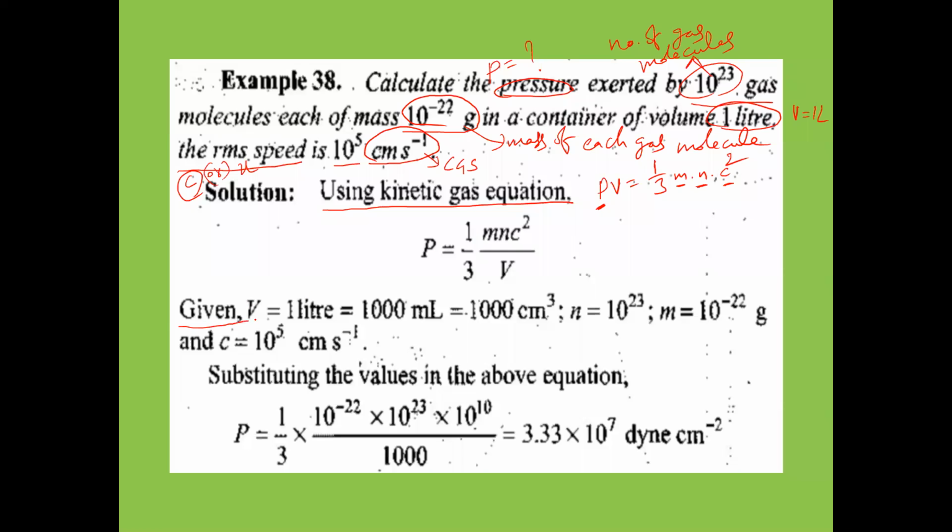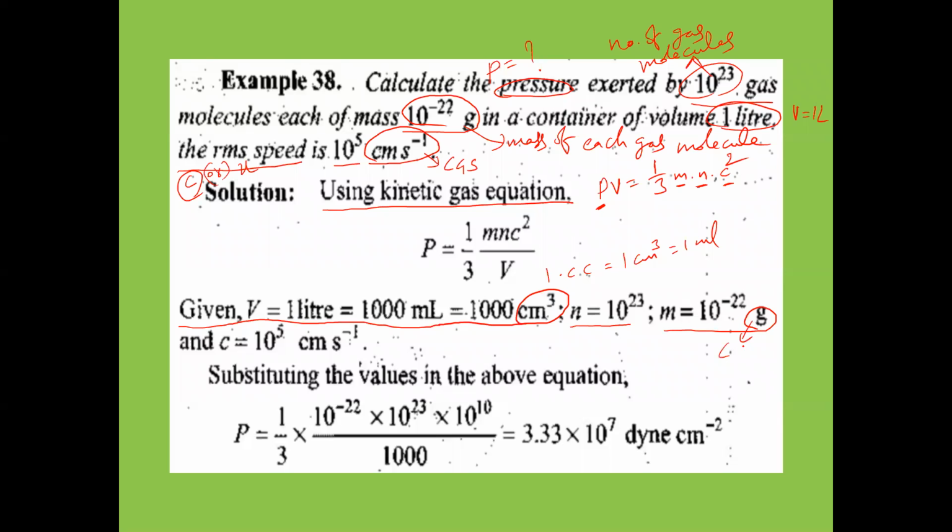Given that V is equal to 1 liter, that is 1000 ml, that is equal to 1000 cc. 1 cc is equal to 1 centimeter cube, that is equal to 1 ml. So here 1000 ml equals 1000 cc. Is it clear? Next, number of gas molecules, how many? 10^23. And the mass of each gas molecule is given as 10^-22 grams.